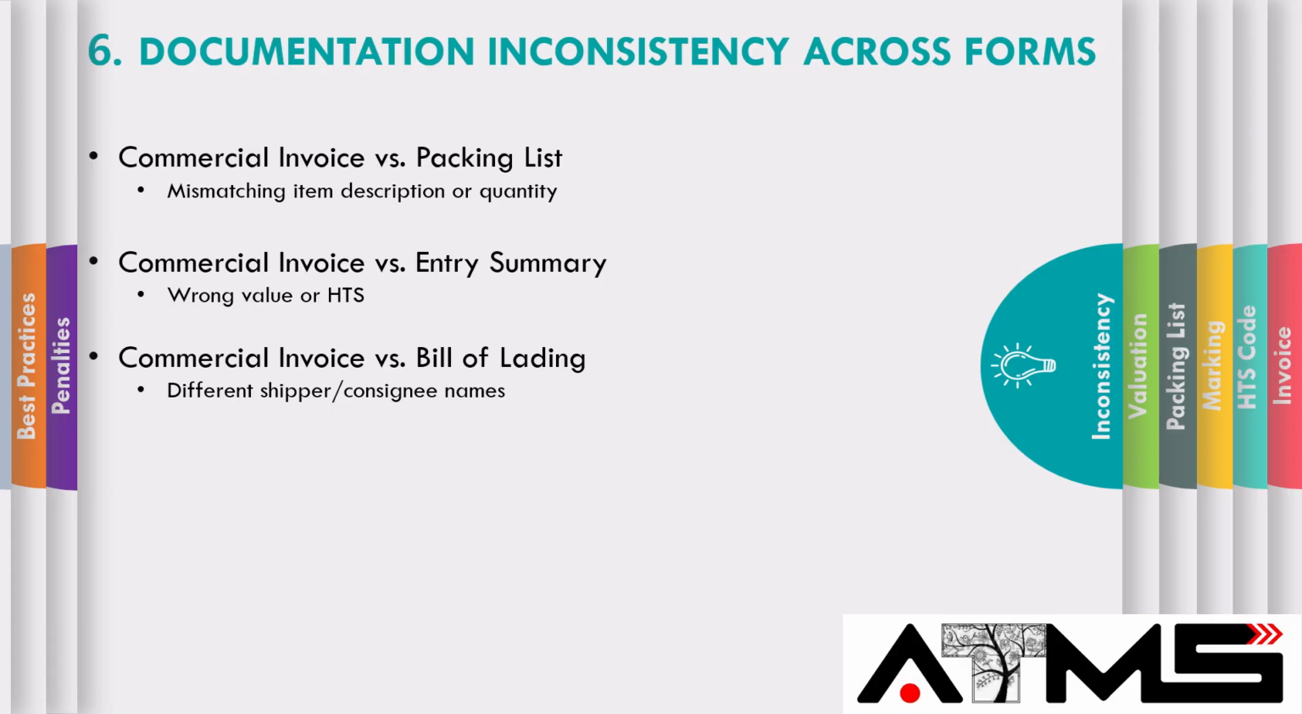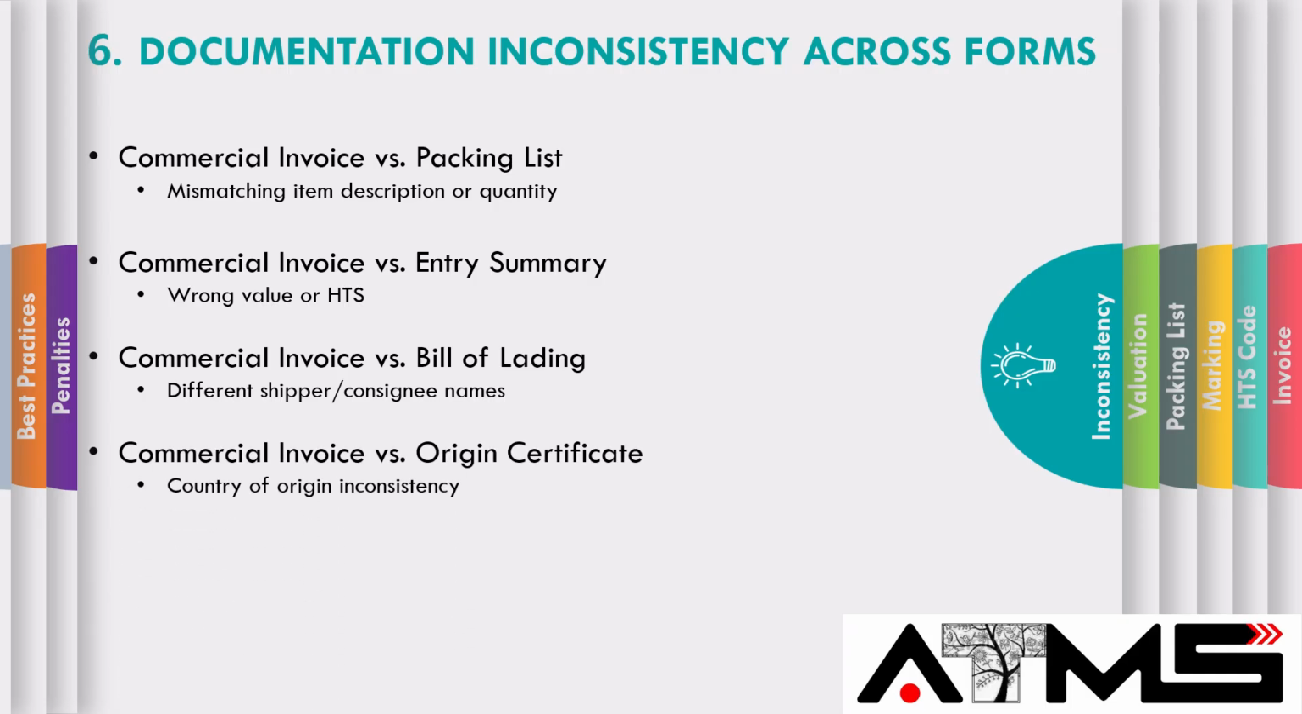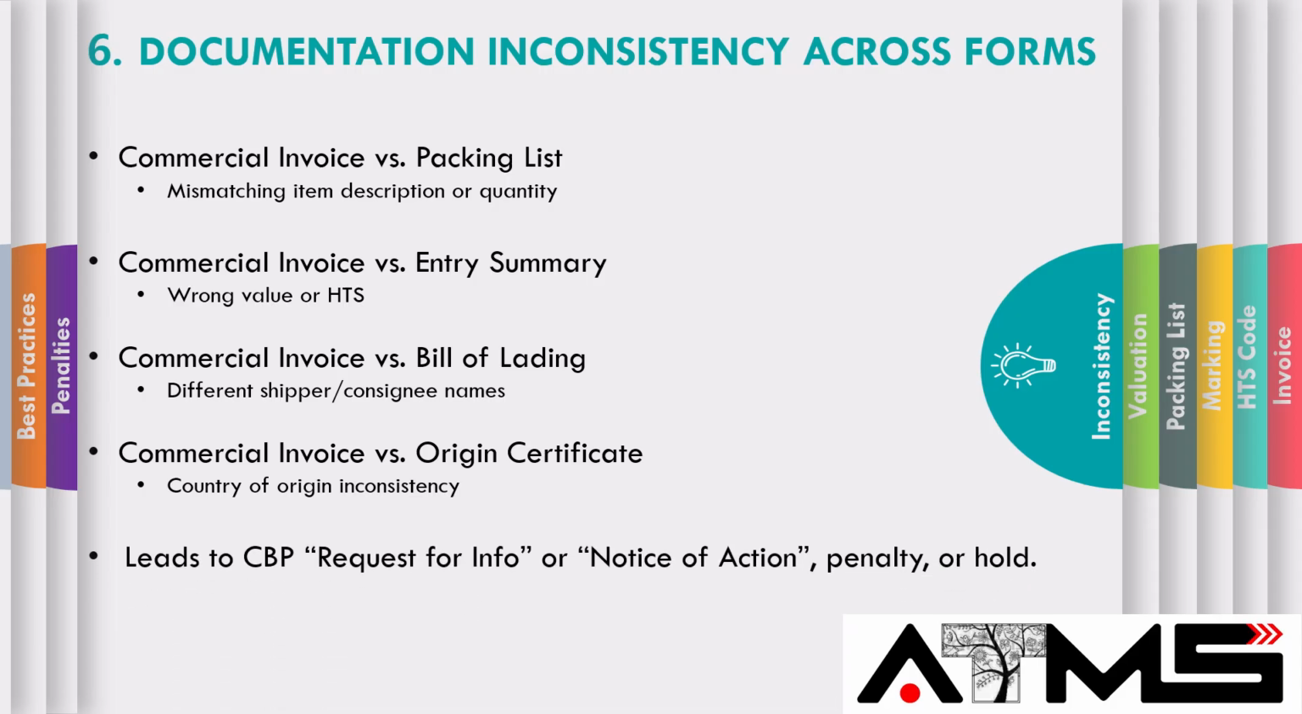Inconsistency between the commercial invoice and bill of lading, for example, shipper or consignee name different. Difference between the commercial invoice and certificate of origin. Such inconsistencies typically result in CBP Form 28, Request for Information, or Form 29, Notice of Action. Failure to respond promptly can lead to penalties or entry suspension.